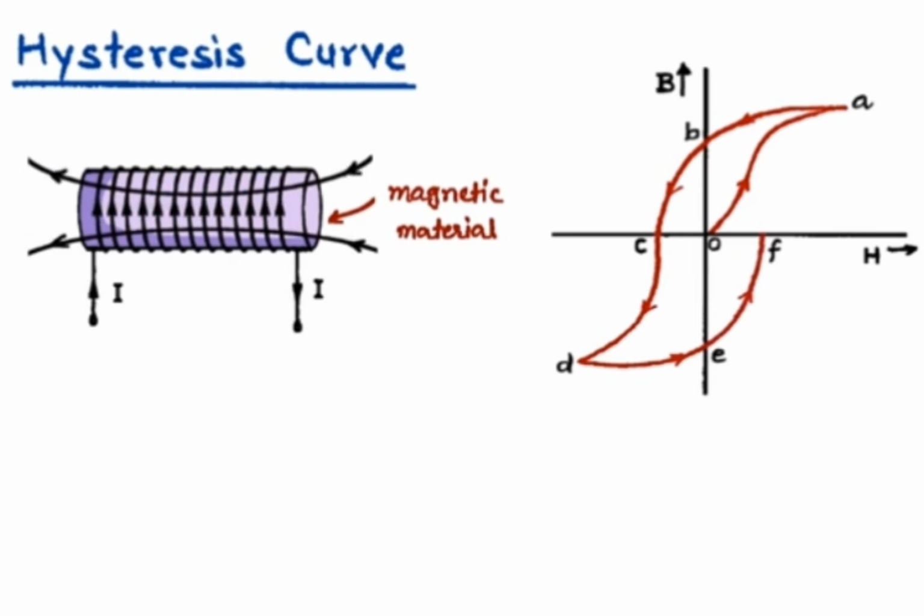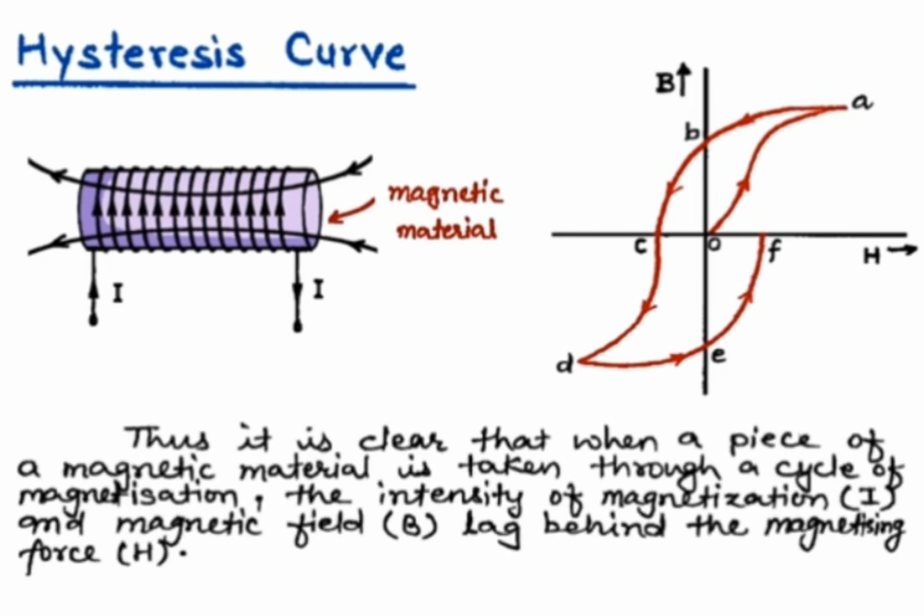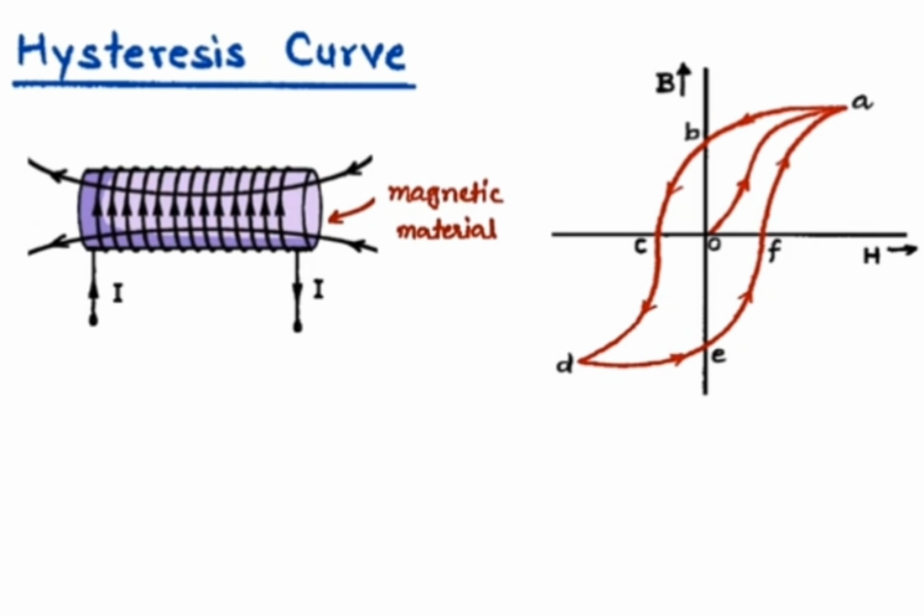Once we obtain the curve EF, it is clear that when a piece of magnetic material is taken through the cycle of magnetization, we obtain the phenomenon of hysteresis. The phenomenon of hysteresis is nothing but the lagging of the intensity of magnetization behind the magnetizing field.